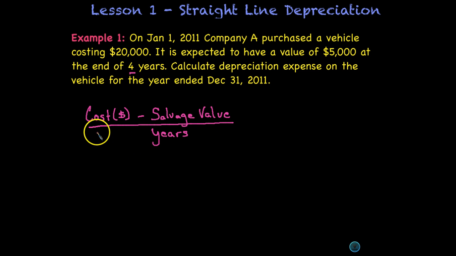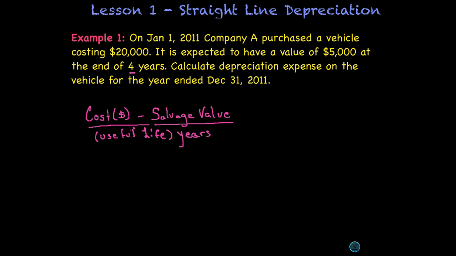So we have our equation. I would write this down in your notes because we'll be looking at other methods as well. We're going to divide by the useful life in years: our cost minus our salvage value, divided by our useful life in years.